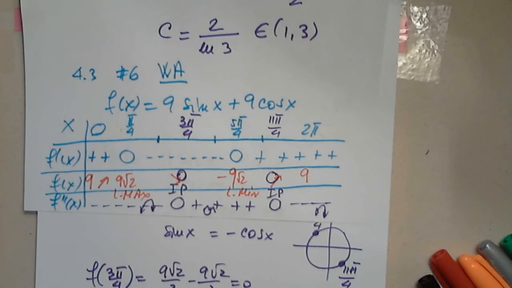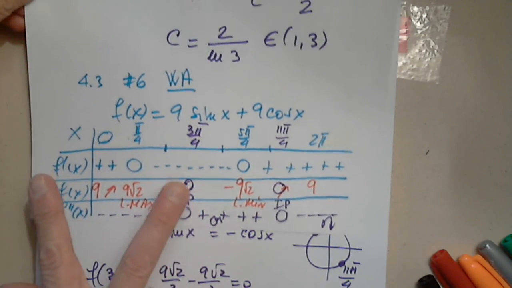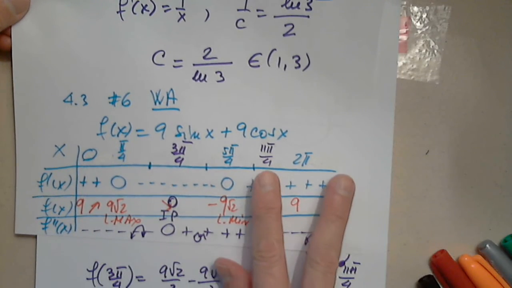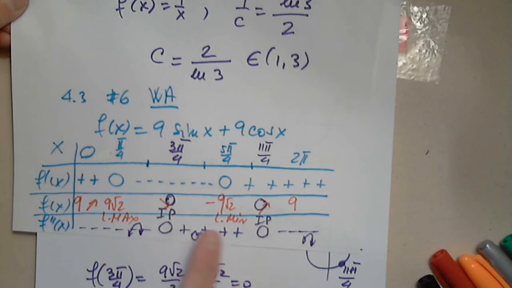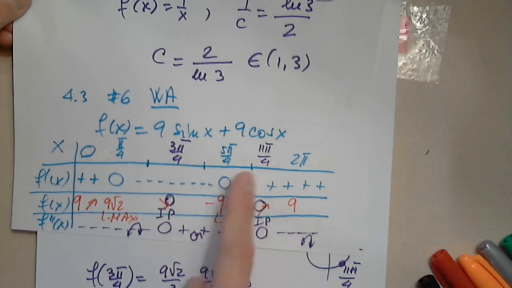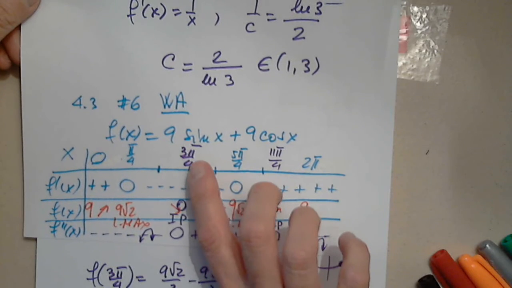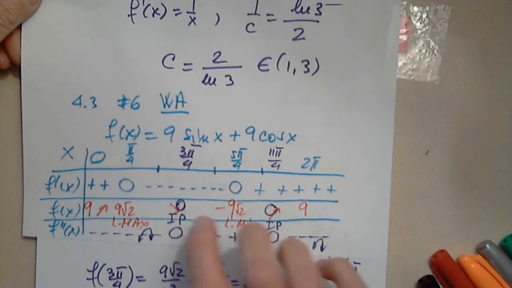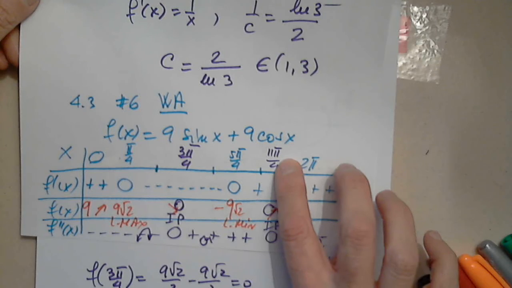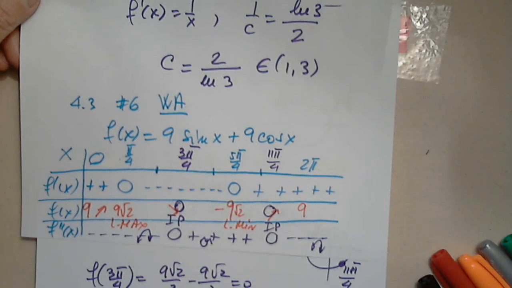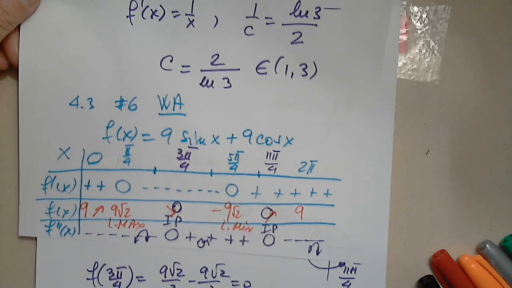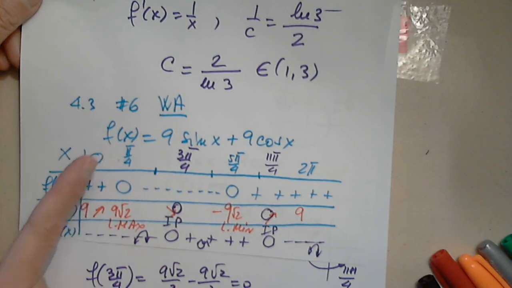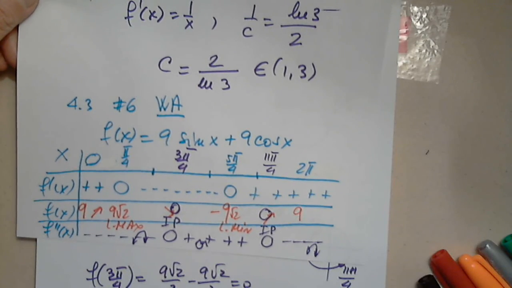Very nice problem, thank you. So it's concave down between these two, union 11 pi over 4 to 2 pi. It's concave up between 3 pi over 4 and 11 pi over 4. It has an inflection point at 3 pi over 4 comma 0, another inflection point at 11 pi over 4 comma 0, a local min at this comma negative the square root of 2, and local max at this pi over 4 comma 9 the square root of 2.